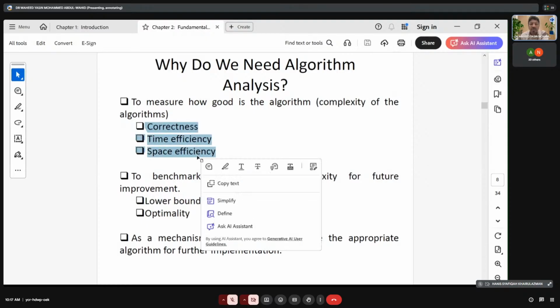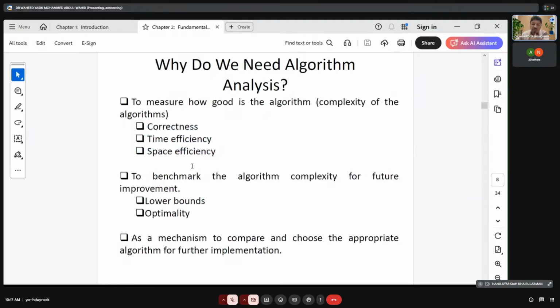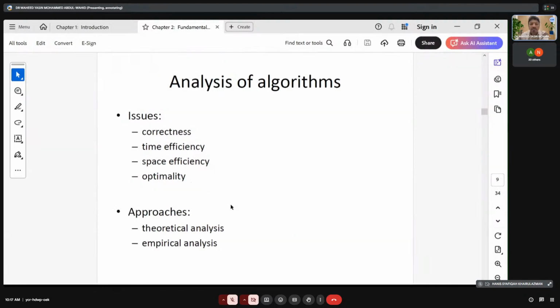This is how to measure the effectiveness of an algorithm. We call it complexity. To benchmark algorithm accuracy for future improvement, lower bounds, optimality. As a mechanism to compare and choose the appropriate algorithm for further implementation. Analysis of algorithm issues: correctness, time efficiency, space efficiency, optimality. Approach: theoretical analysis, empirical analysis.